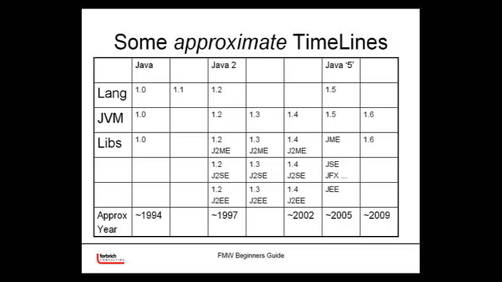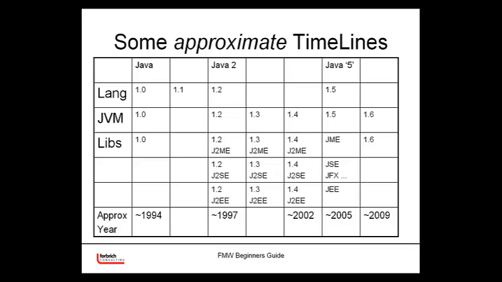The libraries became big enough that we split them into Mobile Edition, Standard Edition, and Enterprise Edition, and we'll look at some of the differences later. The libraries got changed, the virtual machine got enhanced and sped up, but the language didn't change. It stayed at 1.2.